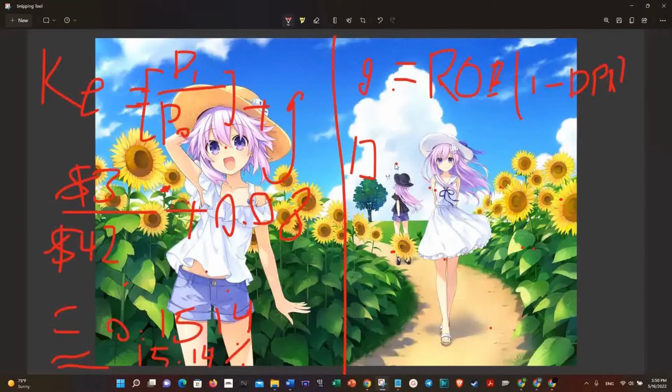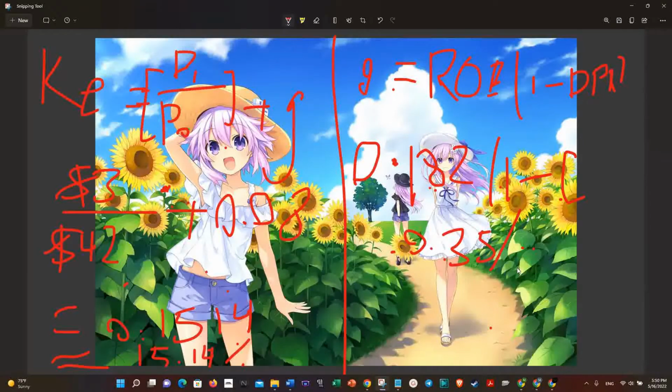0.182. Okay, that just looks like a really bad number here. It doesn't look like a 0. Okay, 0.182 multiplied by 1 minus, open parentheses, and we're going to go down for a bit, 0.35 divided by 2.98. We're going to close the parentheses here.